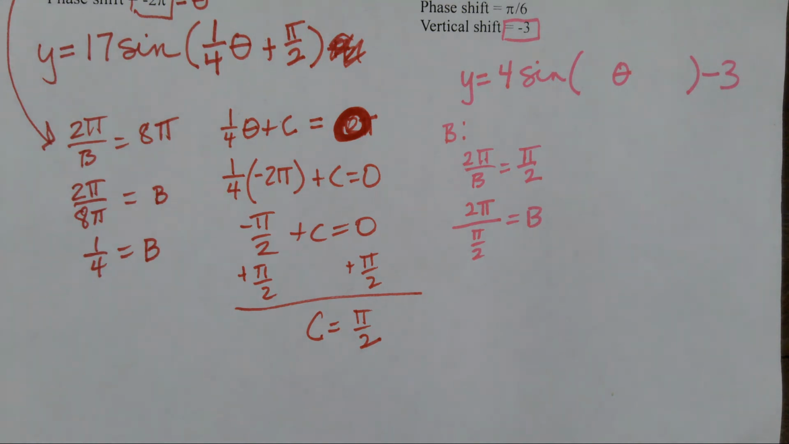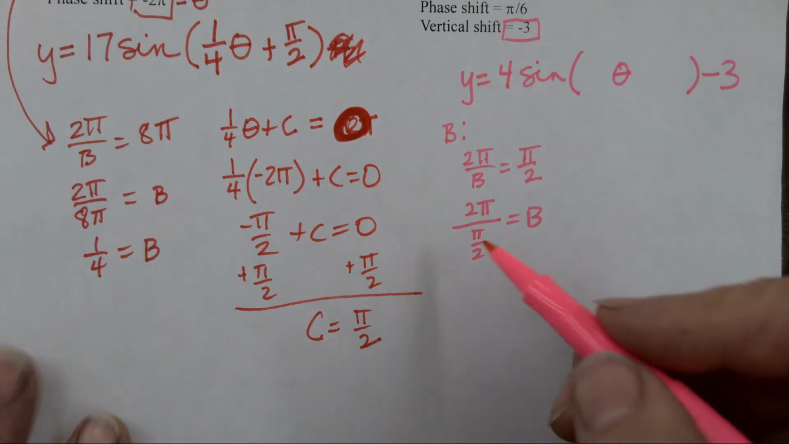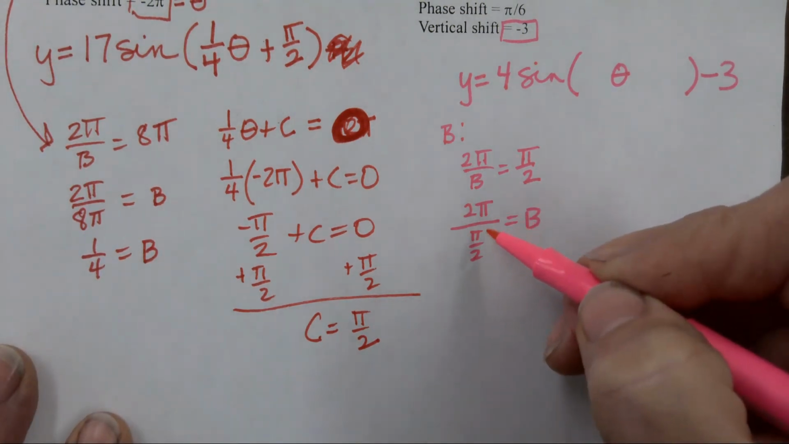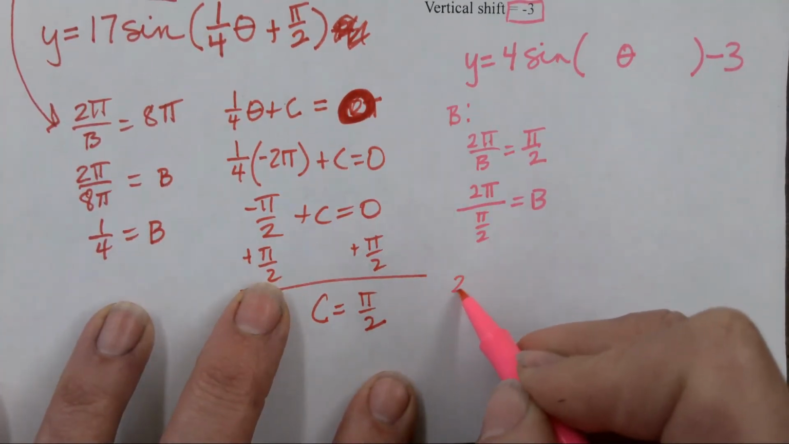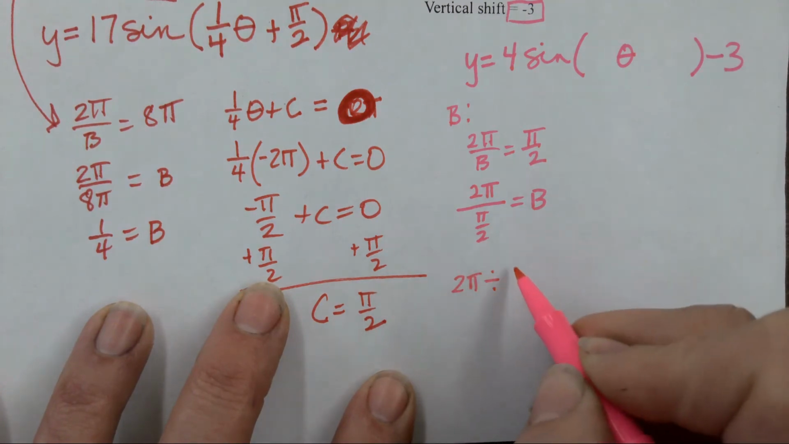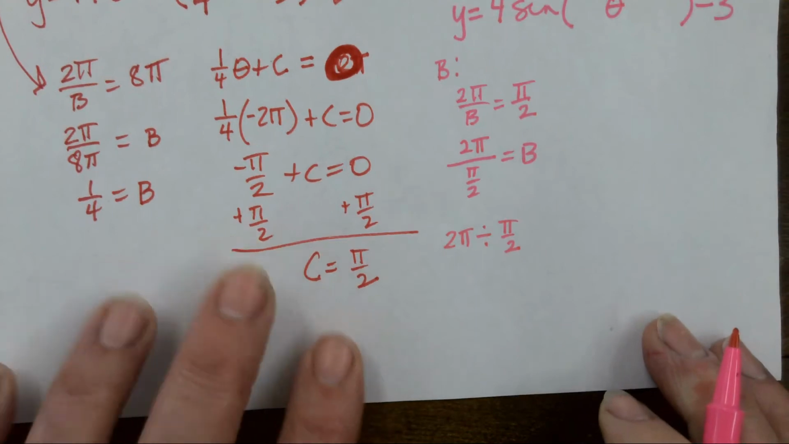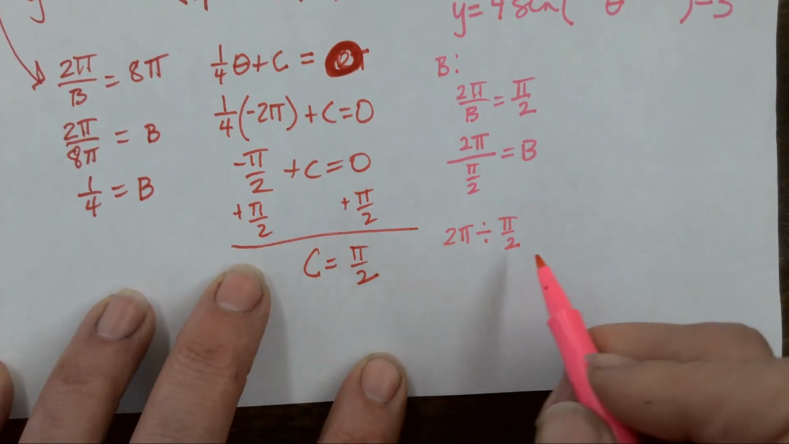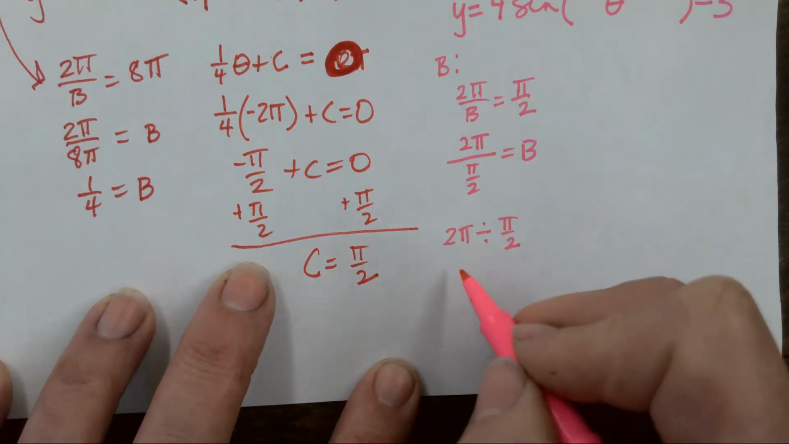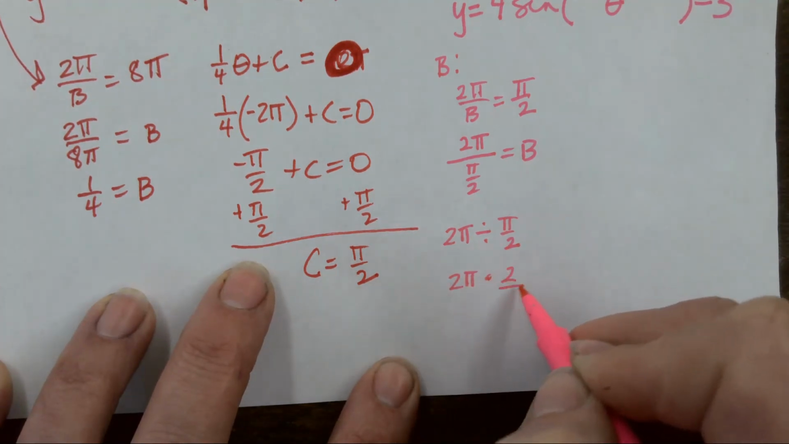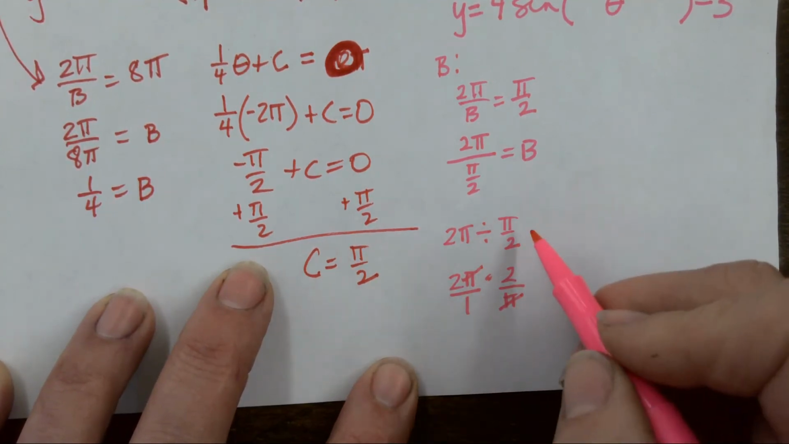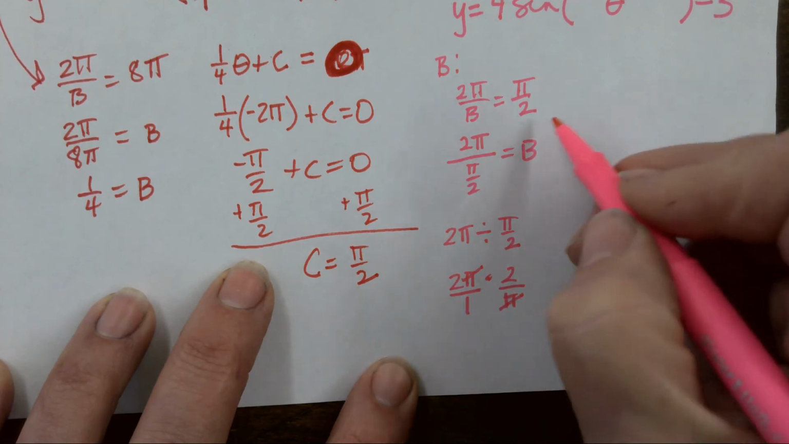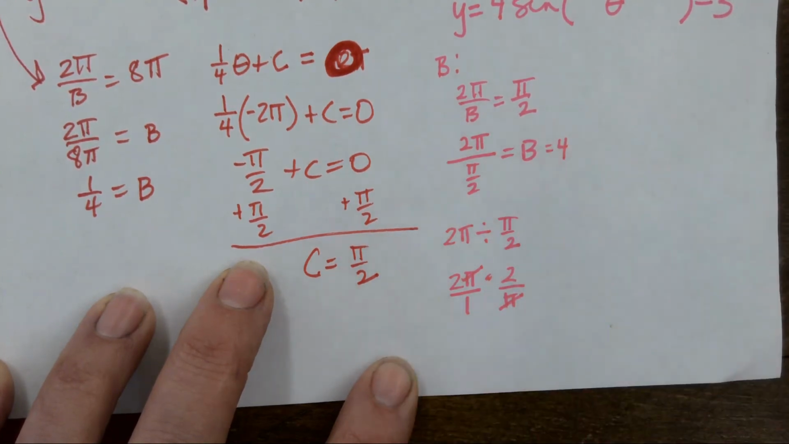Okay. How do I solve this though? Well, how many times 1/2 fits into 2? And what happens with the pies? They cancel each other out. What I think about this is 2 pi divided by pi over 2. Or remember how fractions work. You don't divide by fractions, you flip and multiply. So this is like 2 pi times 2 over pi. The pi's cancel out. What do I end up with? 4. So my B equals 4 when I do my final solving.